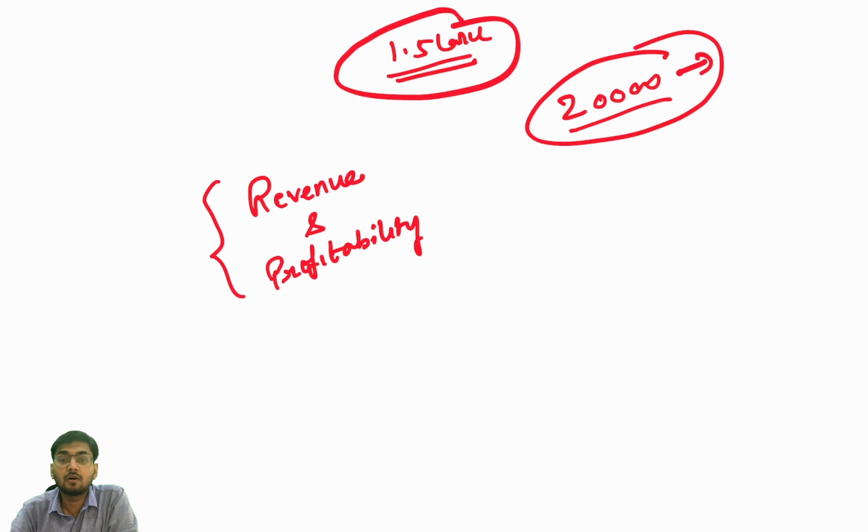Clear? Now, first of all, we will understand each of the 5 forces with examples one by one. So give the heading number 1, threat of substitutes.